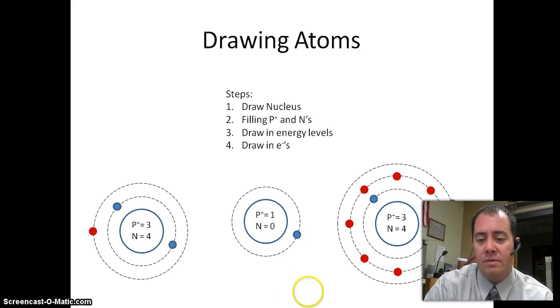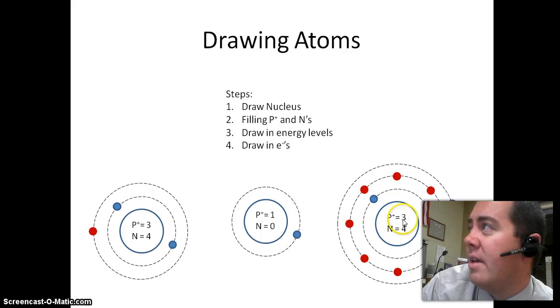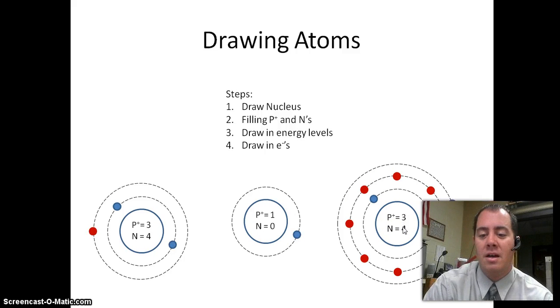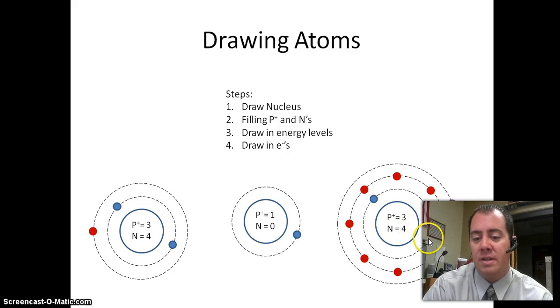And so over here, this actually should say 11 protons and 12 neutrons. And so if I have 11 protons, it tells me I have 11 electrons. Up to 2 can fit in the first shell. That leaves me 9 left over. I can fit up to 8 in the second shell. So that leaves me 1 left over. So that 1's going to go to the third shell. And so this is how we draw the atoms out.